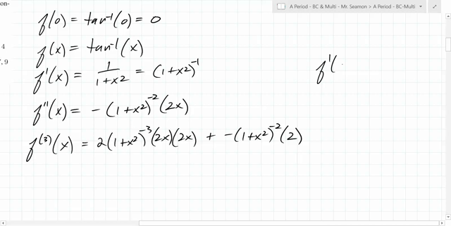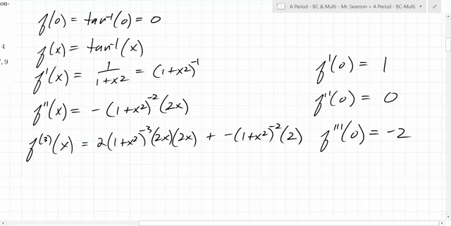F prime of 0, what's that going to be? 1. What's f double prime of 0 going to be? 0. What's f triple prime of 0 going to be? What is it? Is it negative 2? People agree with that? Yeah. Okay, I'll go with you on that.